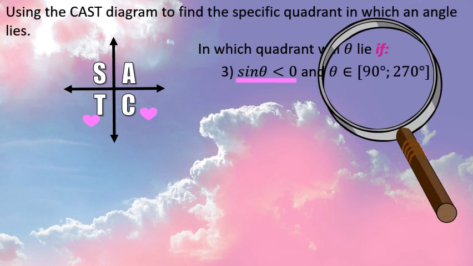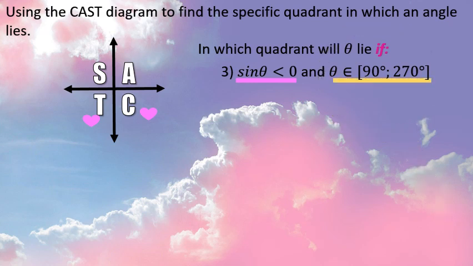Let's look at our next clue. Theta is an element of 90 to 270. So let's go and place a symbol in any quadrant that is bigger than 90 degrees but smaller than 270. I'm sure you'd agree that that is quadrant 2 and 3. Where do our two hearts cross paths? Where do they coincide? Quadrant 3, of course.